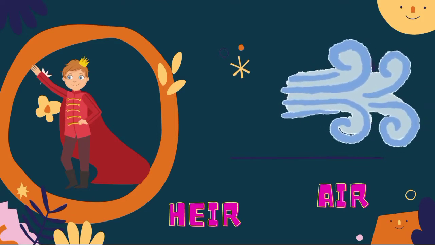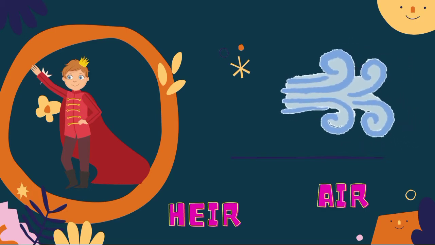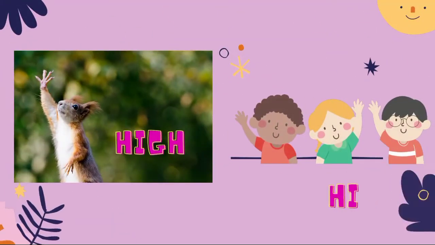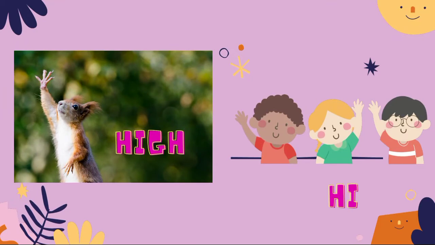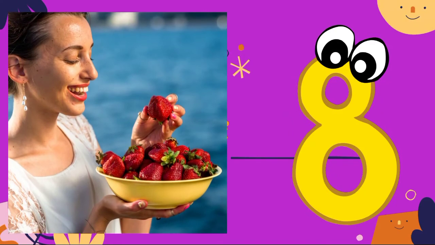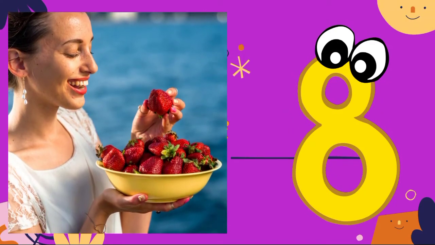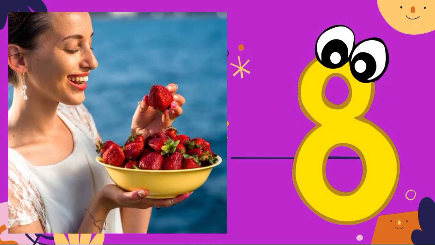Okay? The other example now is high. High as in the opposite of low. And hi as in the greeting when you say hi, hello. Okay? And then we have ate. Ate, past tense of eat. Give me a word that sounds exactly as ate. Yes, that's the number eight. So ate and eight are homophones.